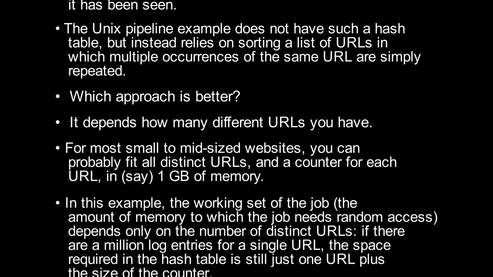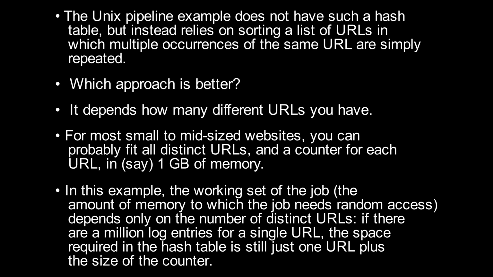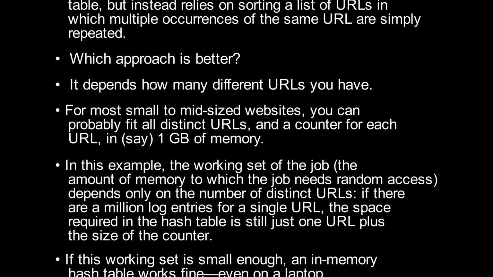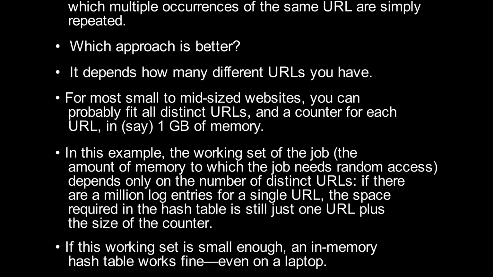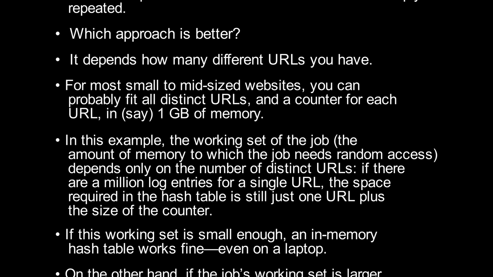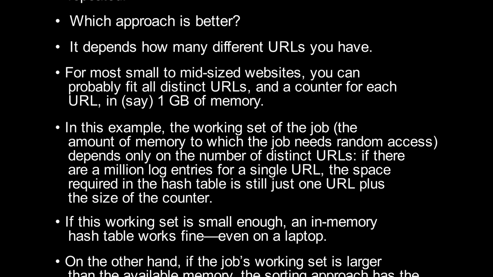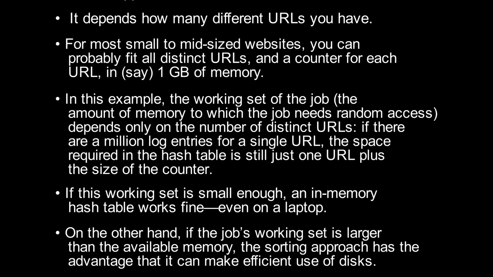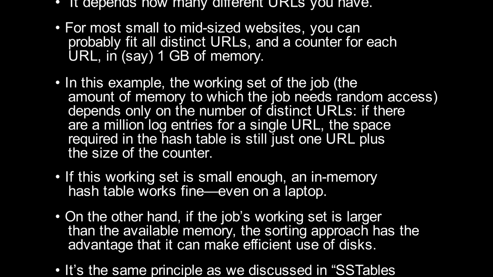In this example, the working set of the job, the amount of memory to which the job needs random access, depends only on the number of distinct URLs. If there are a million log entries for a single URL, the space required in the hash table is still just 1 URL plus the size of the counter. If this working set is small enough, an in-memory hash table works fine even on a laptop.